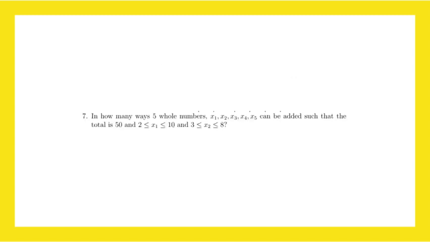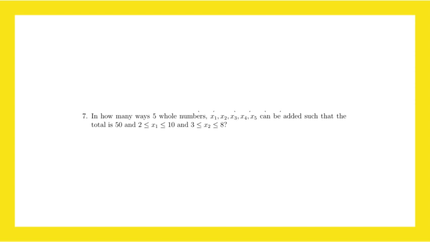Now in this problem, what we are trying to do is increase the difficulty level by putting a lower limit and an upper limit on two variables x1 and x2. So the problem is x1 plus x2 plus x3 plus x4 plus x5 is equal to 50 with 2 less than equal to x1 less than equal to 10, 3 less than equal to x2 less than equal to 8, and x3, x4, x5 are greater than equal to 0.